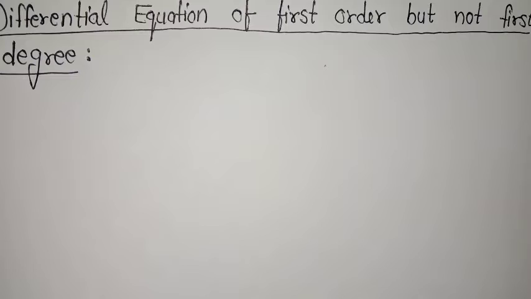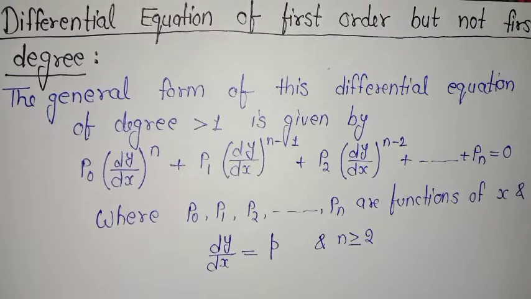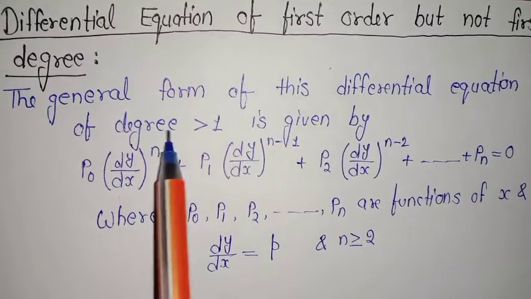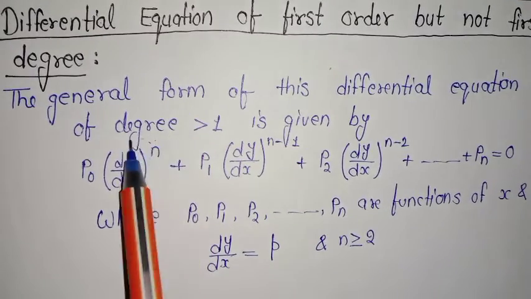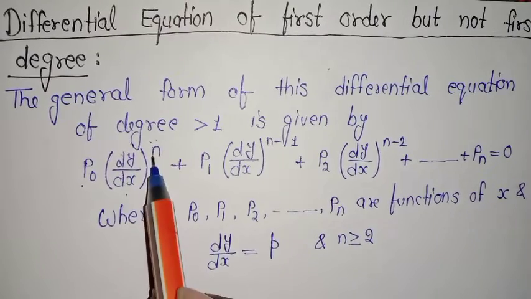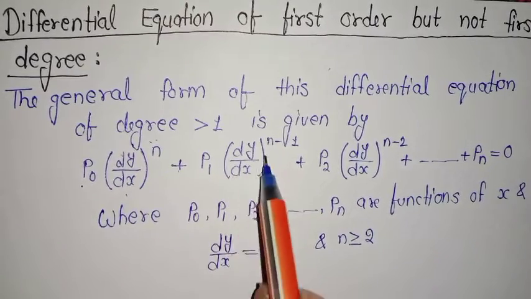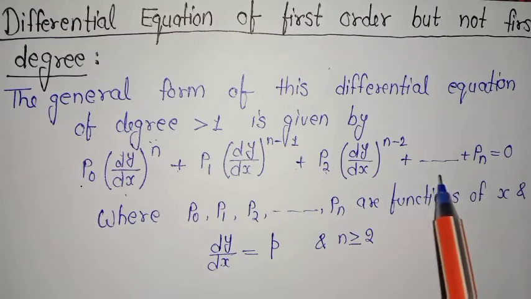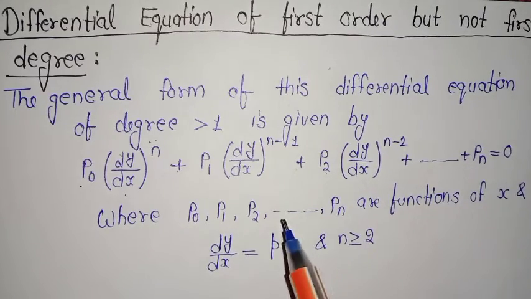Okay, so I am going to start the video. The general form of this type of differential equation, whose degree must be greater than 1, is given by P0 (dy/dx)^n + P1 (dy/dx)^(n-1) + P2 (dy/dx)^(n-2) and so on, up to Pn, is equal to 0.